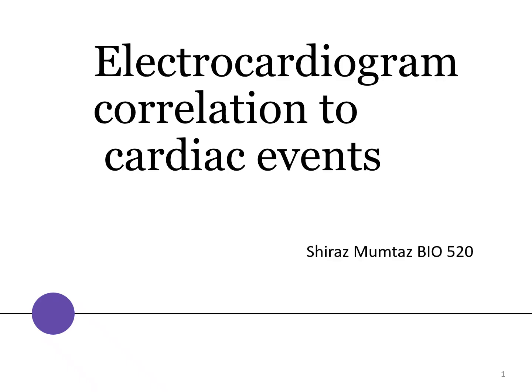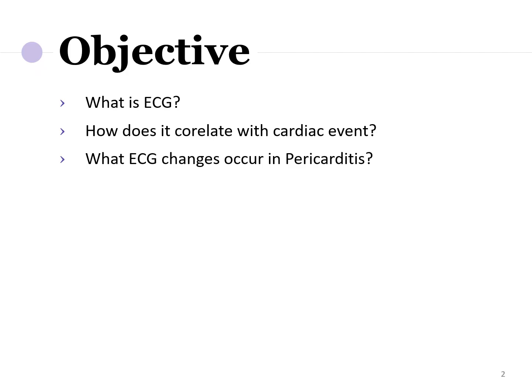Today's topic is electrocardiogram correlation to the cardiac event. The objective is to understand what ECG or EKG is, and how it correlates with the cardiac event during the time of contraction. And what ECG changes occur in pericarditis? This is the scholarly article.